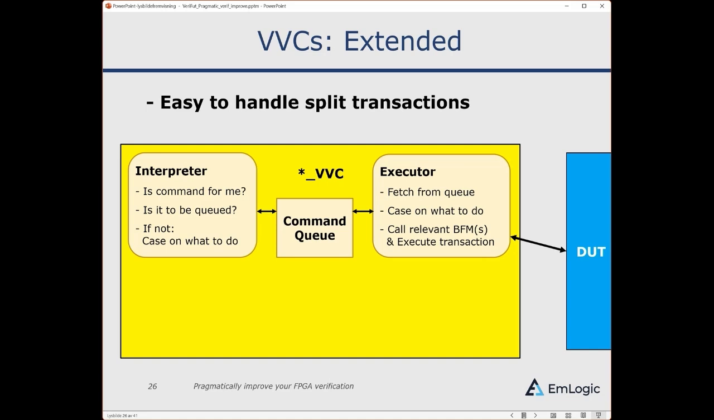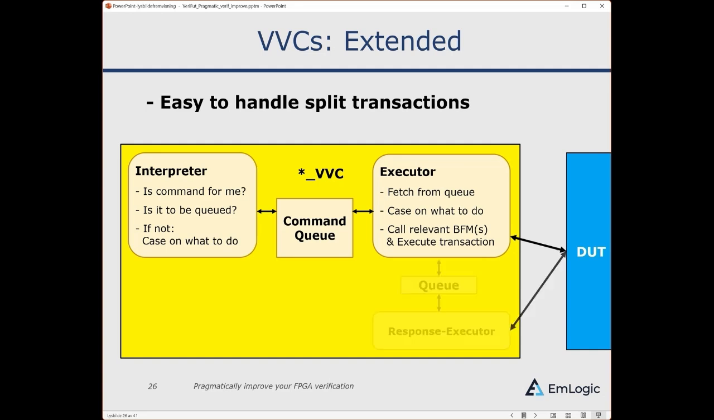This was what we had as a start. We had an executor receiving the command from the command queue. It just receives a read command. And then the executor knows that, okay, because there's a read command, I will now execute the read request BFM towards the device under test.